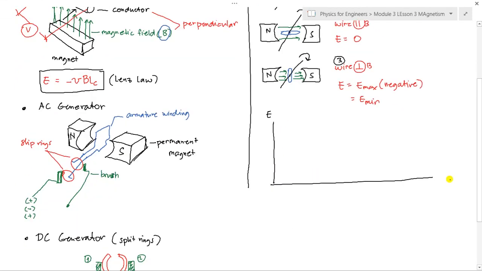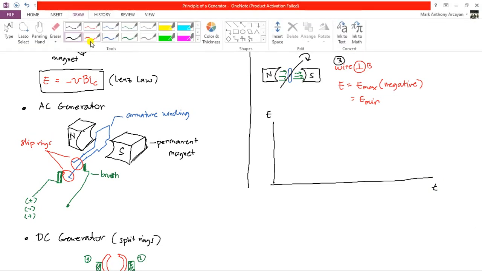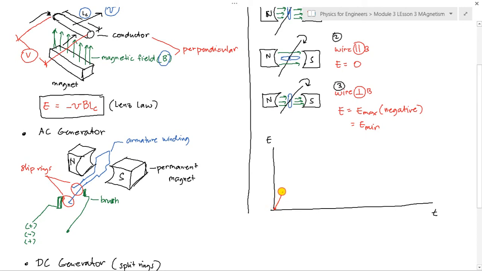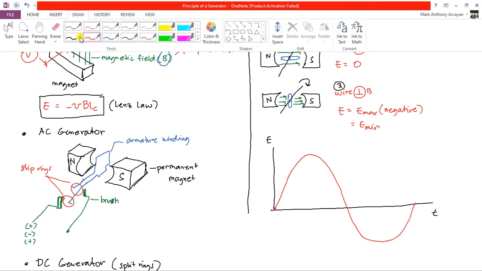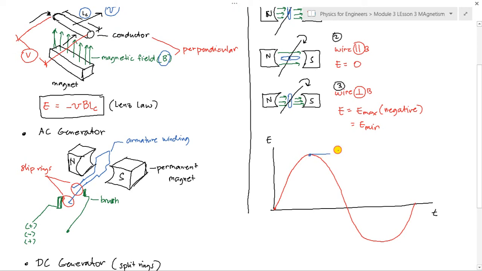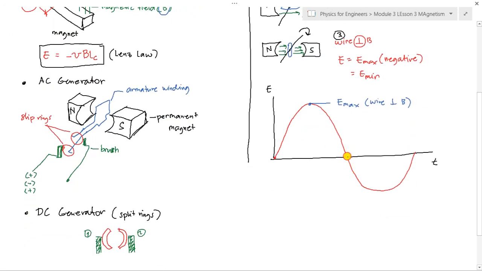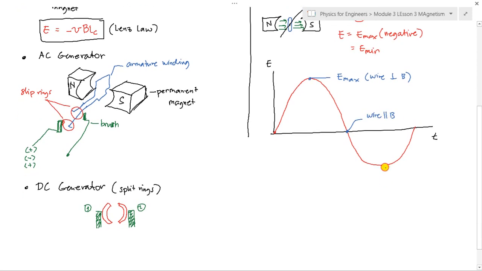Where in the ordinate here is the voltage, then we have here time. So at first, zero, then start siya paubos. So here, ang kaning peak diri sa babaw, siya yung gitawag nga Emax. Meaning, the wire here is perpendicular to your magnetic field. Here at zero, wire is parallel to your magnetic field. Diri sa ubos, E-min. That is, wire is perpendicular to your magnetic field, but opposite ang direction. Opposite direction. Negative siya.